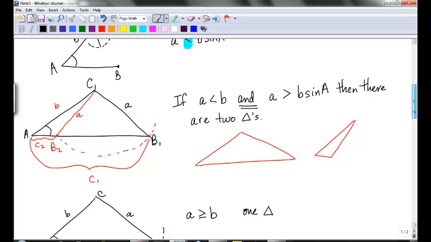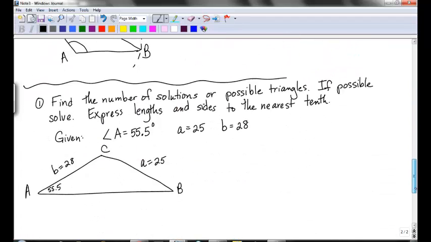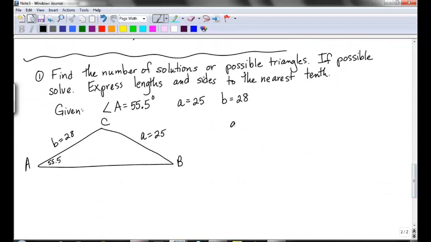Okay, so you figured A is less than B, and then you want to figure the A and the B sine of A. And I recommend you write it down. Okay, so our A is 25, our B is 28. Sine of 55.5. So take the 28 and the sine of 55.5. I got 23.0755.